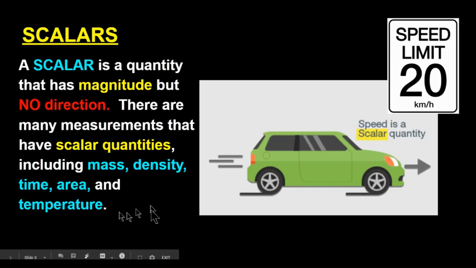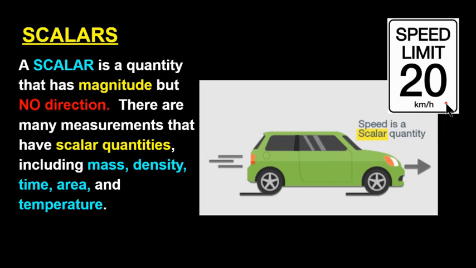If we take a look at this speed sign, it says the speed limit is 20 kilometers per hour. The magnitude includes the numerical value and unit. 20 kilometers per hour is the magnitude.